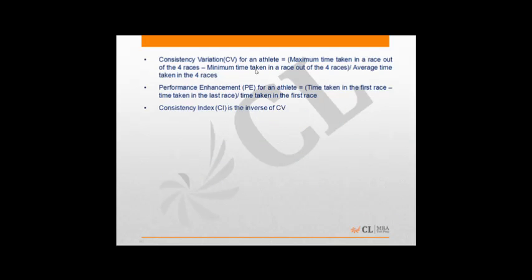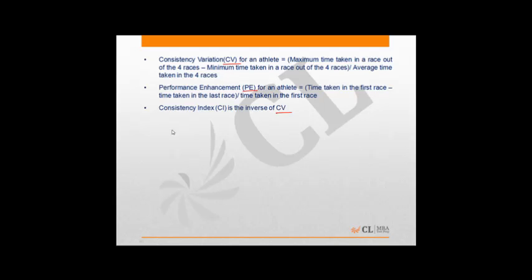Now 3 performance parameters are defined for these 4 athletes. Right? And the questions were asked on these parameters only. Okay, so my first job is to calculate the respective values of this CV, PE and CI for these 4 athletes respectively.